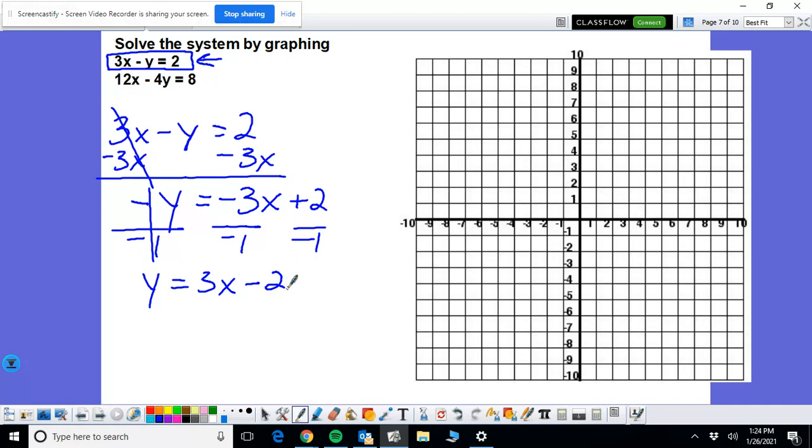I mean, you have to change the form sometimes. So this is very graphable now. I'm going to go ahead and graph it since I'm kind of working with it. So I'll put a blue box around this one. -2 is where I begin. And my slope is 3, and that means it's 3 over 1. So very similar to last one. Up 3, right 1. Up 3, right 1. Up 3, right 1. Or down 3, left 1. Okay, got my blue line. Now let's get the red line.